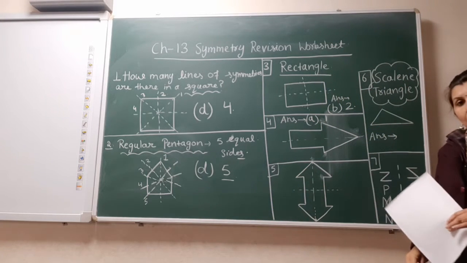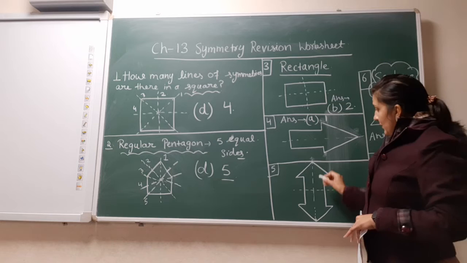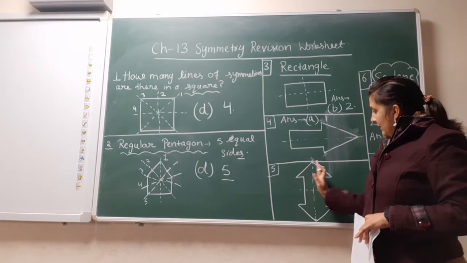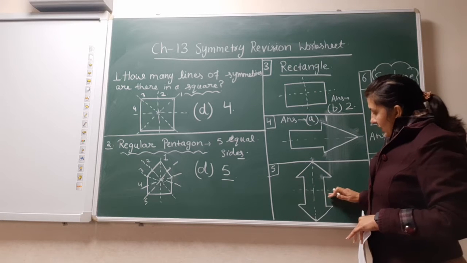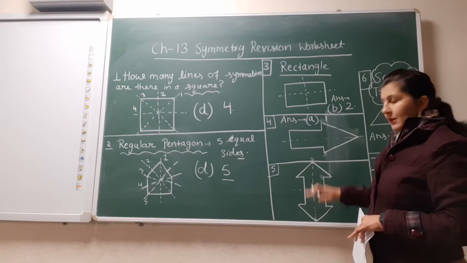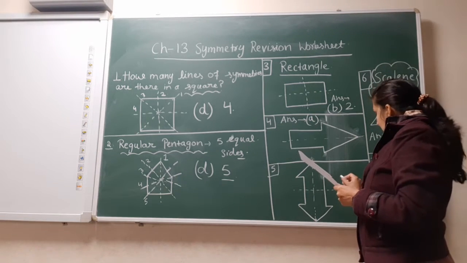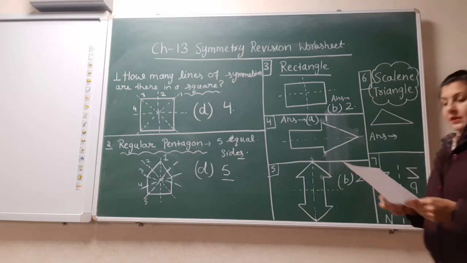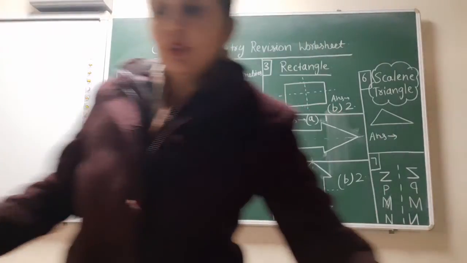Fifth is also a figure. Here, this is also a line of symmetry. This is equal to this, and here also is a line of symmetry. The above part and the below part are the same. So this is our answer, B. This is our option.